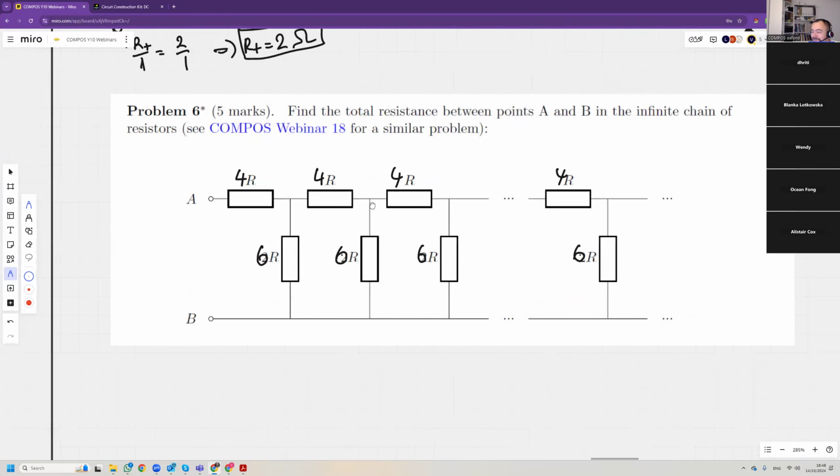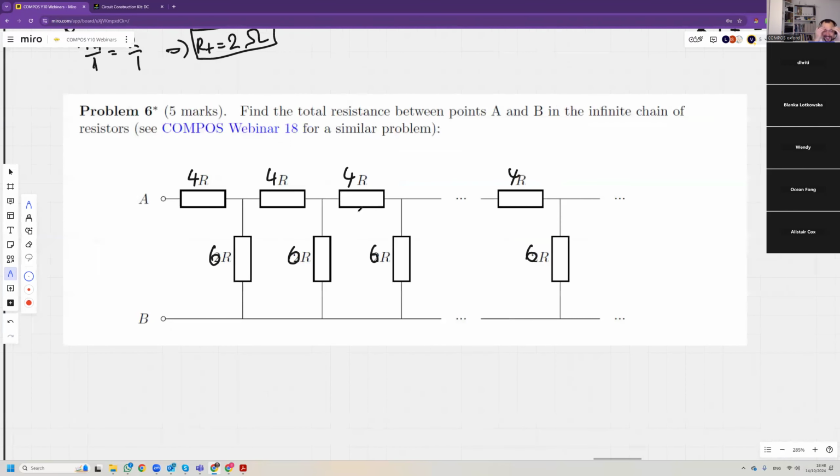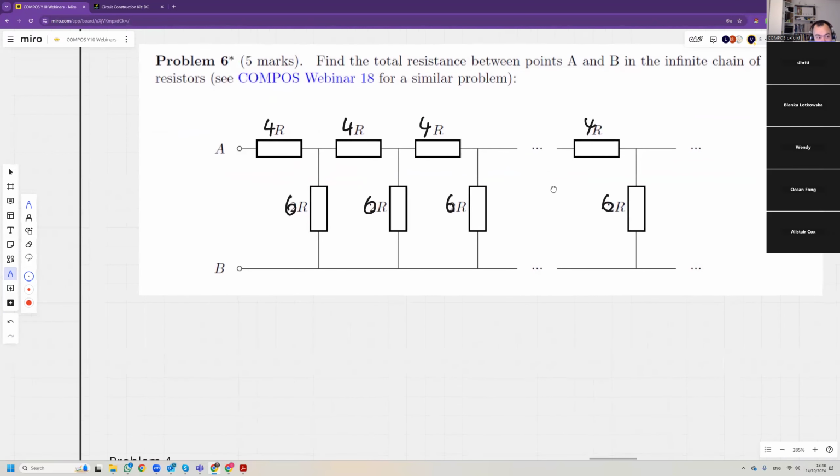And so the infinite resistor network. What on earth can we do here? I've modified the question so it's not the same as the one in the assignment, but still it will help you a lot. So basically it's an infinite chain of resistors.